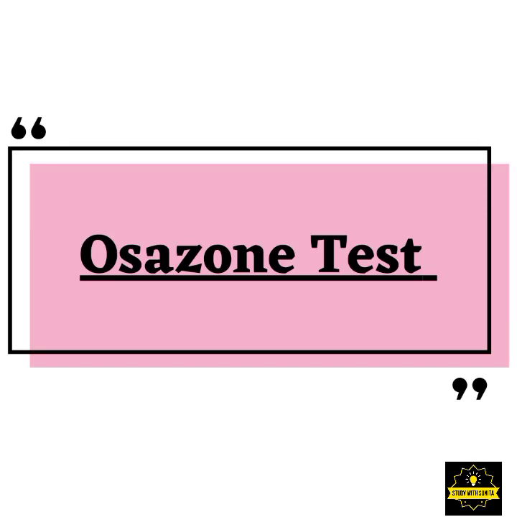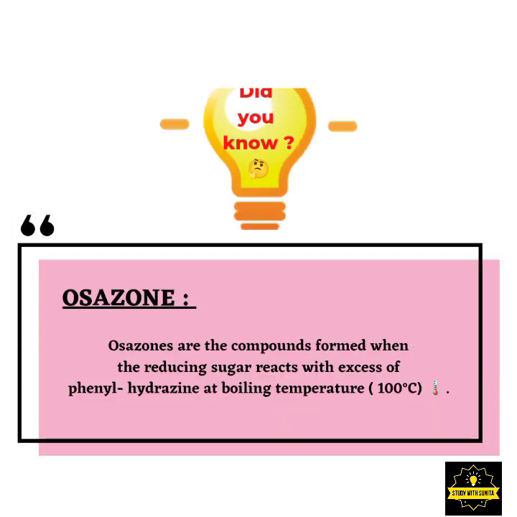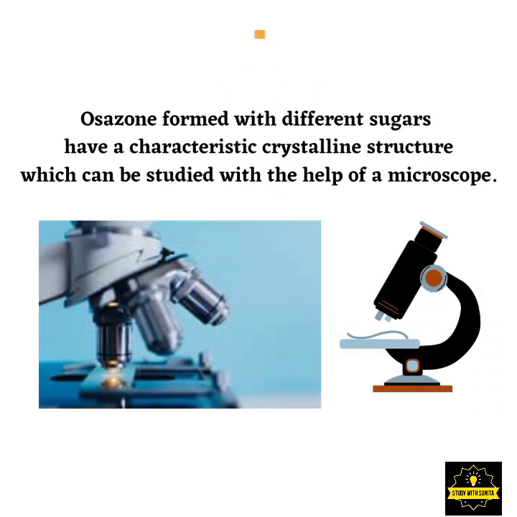In this video we will discuss the Osazone test. At first we should know, what is Osazone? Osazones are the compounds formed when a reducing sugar reacts with excess phenylhydrazine at boiling temperature. Osazones formed with different sugars have a characteristic crystalline structure, which can be studied with the help of a microscope.